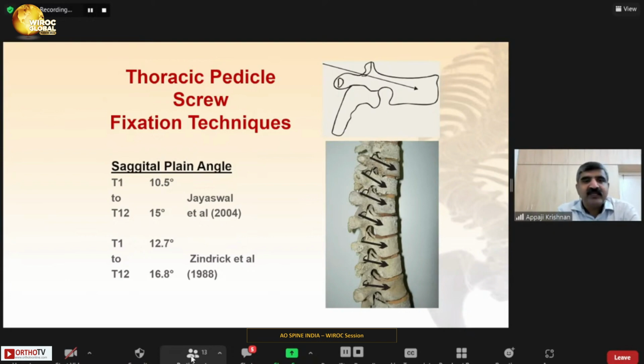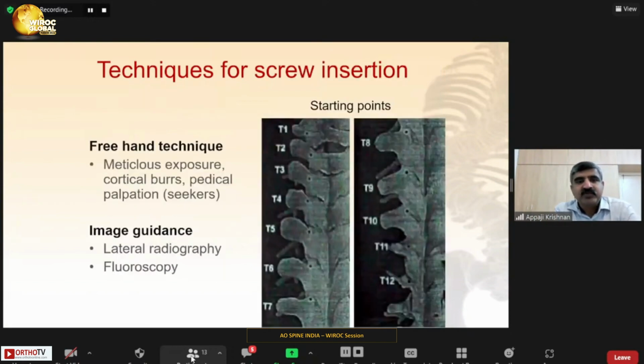In the sagittal plane, the angle of insertion from T1 to T12 increases from 10 degrees to 15 degrees. That is a cephalocaudal, or superior-inferior, angle of 10 to 15 degrees, as described in Professor Jaiswal's paper in 2004. In the European population, it has been described as 12 degrees to 16 degrees, as seen in this paper from Zindrick et al.